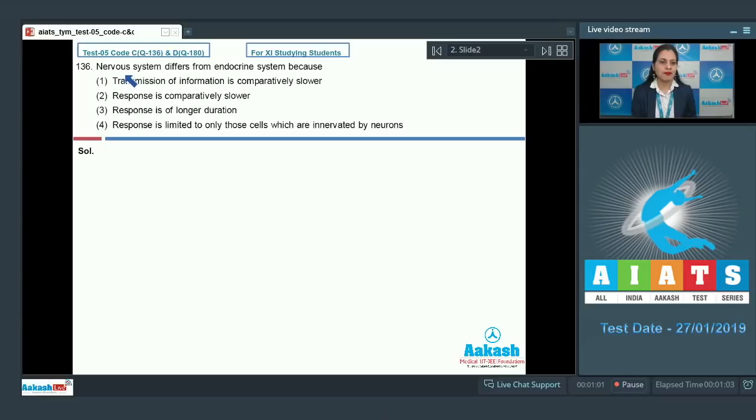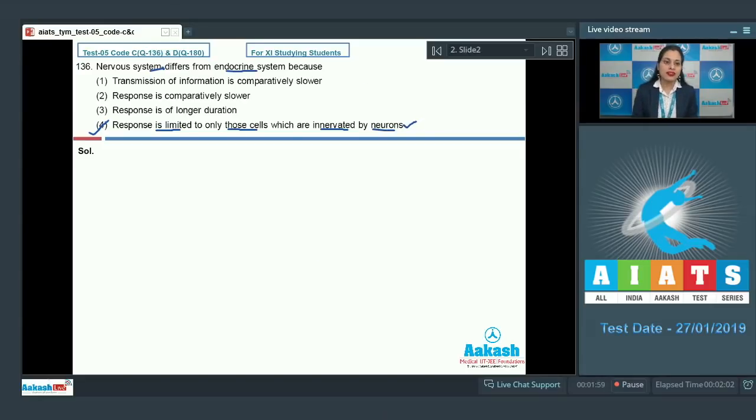Question number 136. Nervous system differs from endocrine system because, and the options are: transmission of information is comparatively slower, response is comparatively slower, response is of longer duration, or response is limited to only those cells which are innervated by neurons. And the correct answer to this question is option number 4. That is, nervous system differs from endocrine system because nervous system response is limited to only those cells which are innervated by neurons. And this is a correct statement with respect to nervous system.